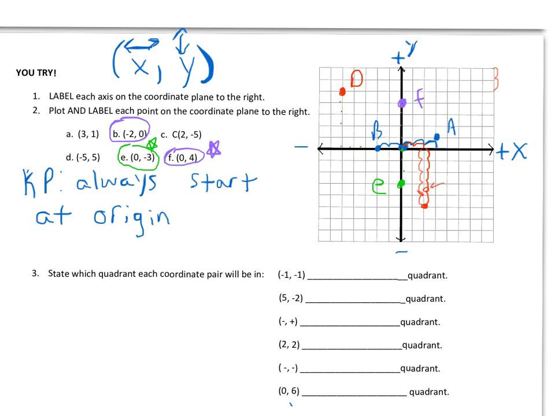Okay, so I have A, B. Did I forget to do C? Oh, I just forgot to label it. So that's C down there. Okay. All right, let's go on to the next one.